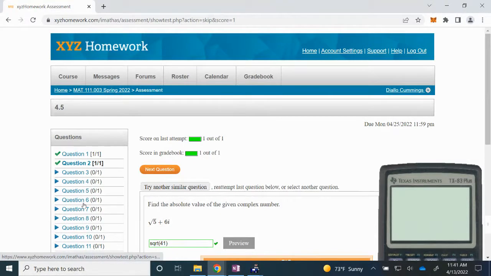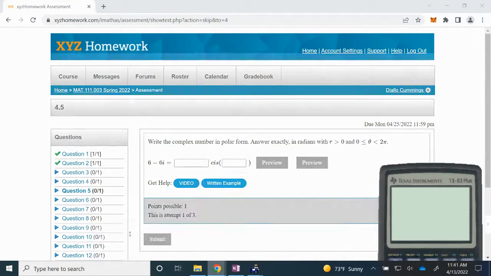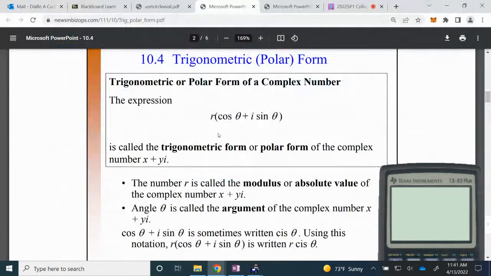Okay, now we're going to put all of this stuff together and take a look at a problem similar to number 5. But I have to explain something quickly. We have trig or polar form, so we know how to find R. We're going to take a look at an example in a second where we'll find theta, which is our angle measure. So this is trig or polar form: R times cosine theta plus i times the sine of theta.